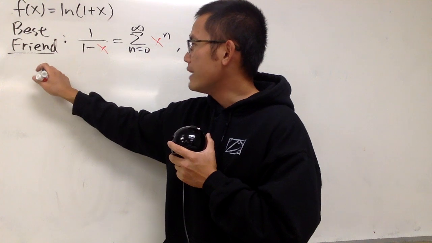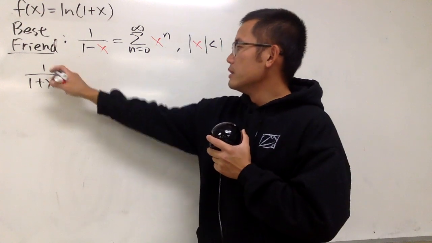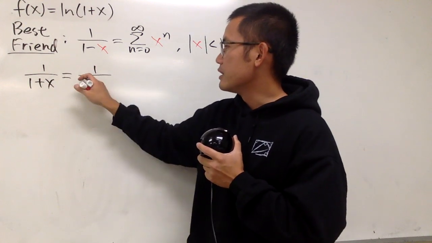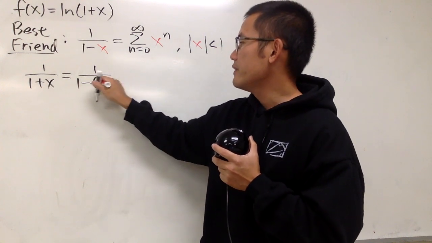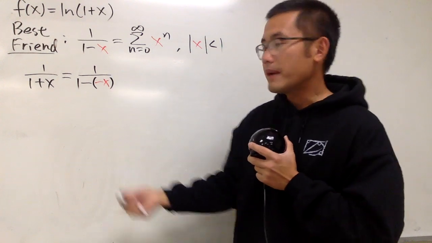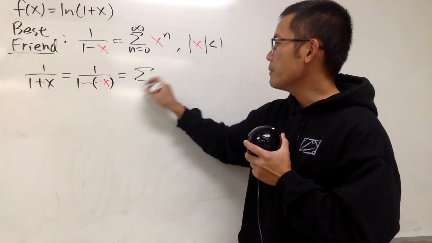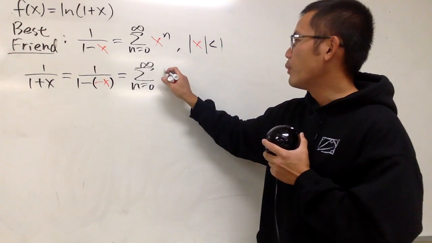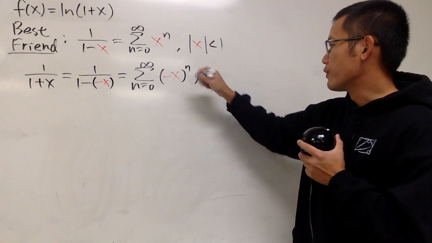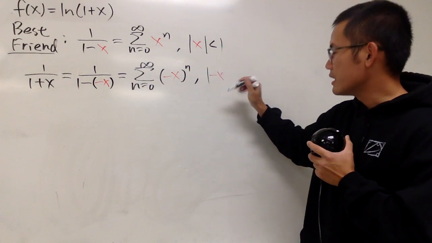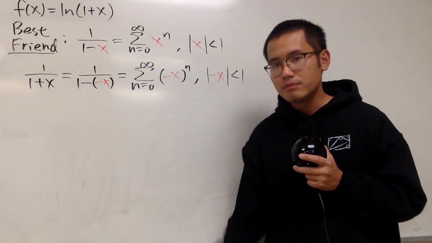Let's go ahead and write 1 over 1 plus x as follows. The 1 stays on top, doesn't matter, and this right here is just 1. But for the plus x, I would like to look at this as negative x, like that, right? And then, of course, now we can just put this right here, which is the sum as n goes from 0 to infinity, and we have negative x to the nth power like this. And technically, of course, I will still have to put down the absolute value of negative x is less than 1. And this is still absolute value of x is less than 1.